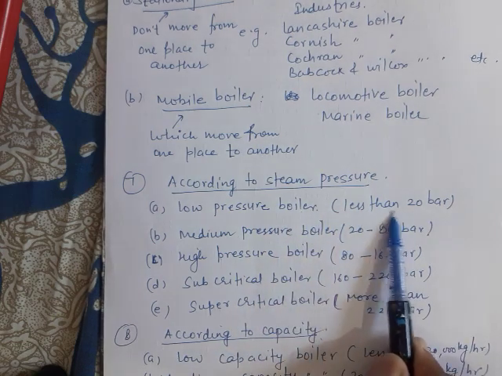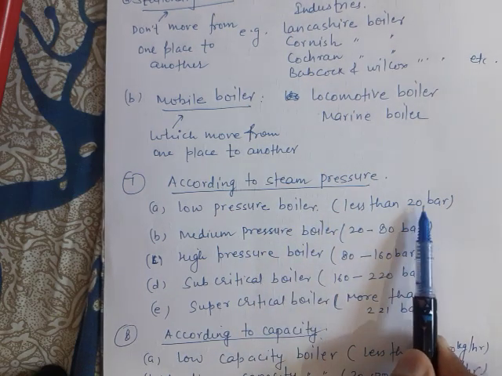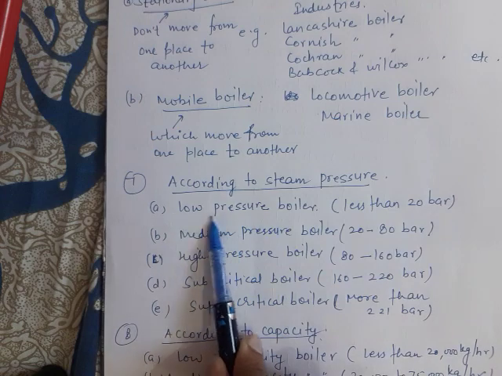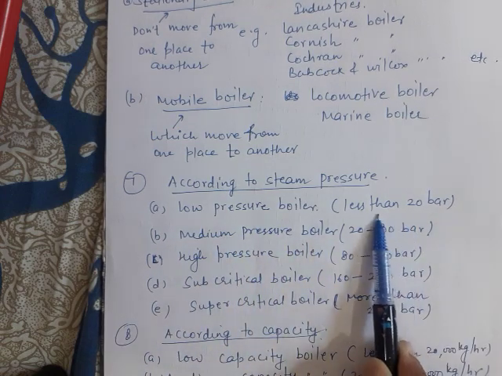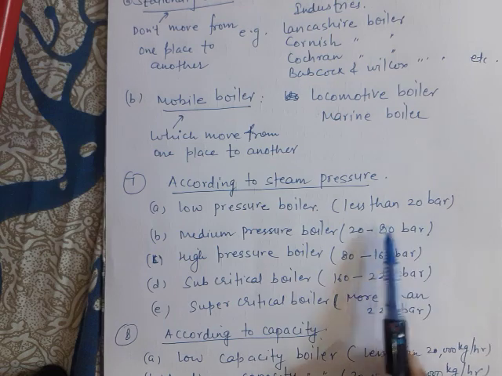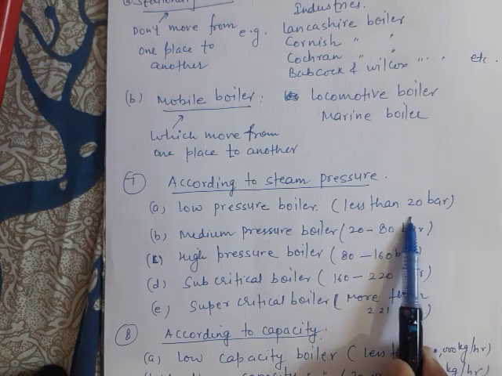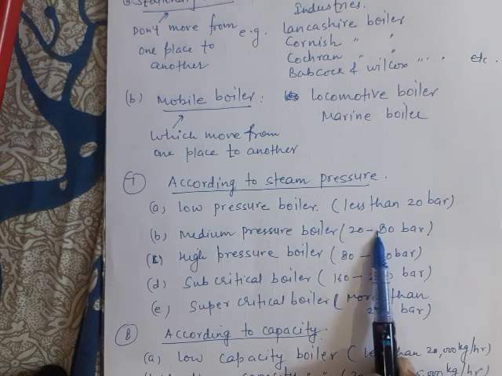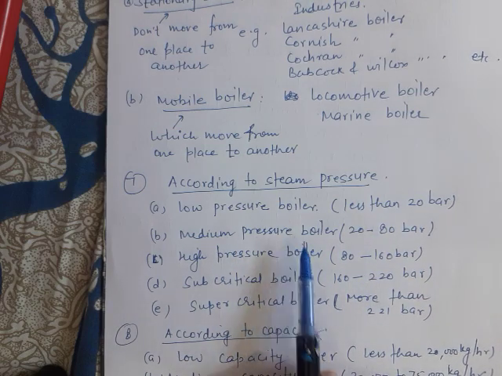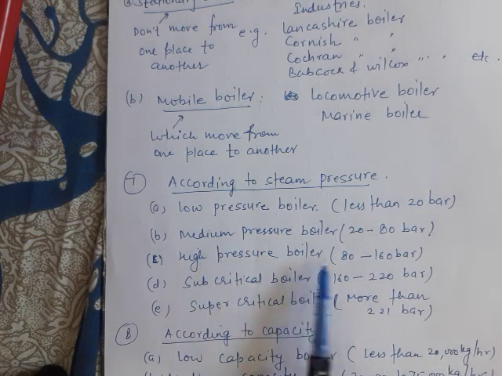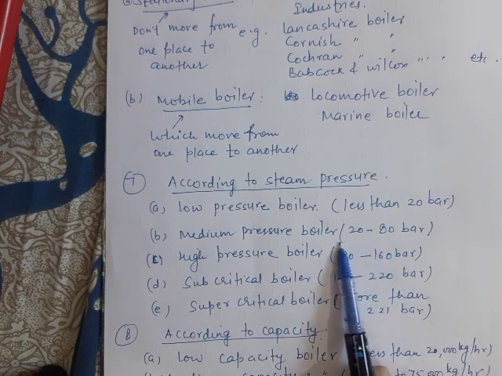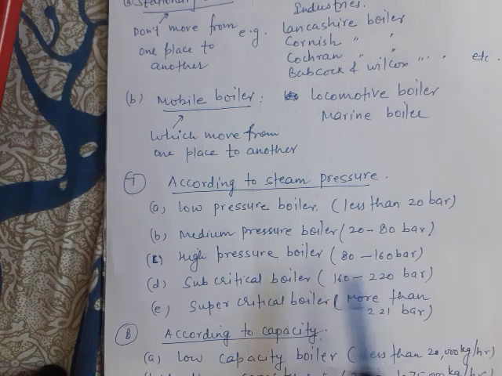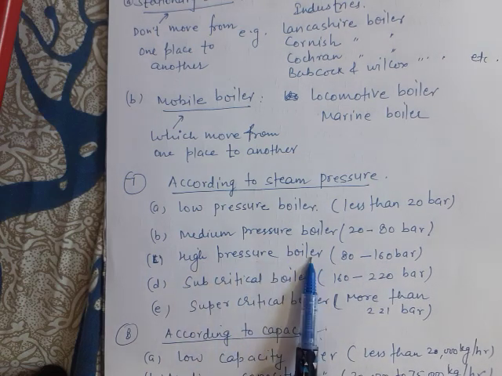Means the generation of the steam takes place at a pressure lower than 20 bar and it is known as low pressure boiler. In a medium pressure boiler, the generation of steam takes place within a range of pressure from 20 to 80 bar. When the boiler works within this range, then it is known as medium pressure boiler. High pressure boiler is a boiler that operates from 80 bar to 160 bar. That is, the production of steam takes place at a pressure ranging from 80 to 160 bar. Then it is known as a high pressure boiler.